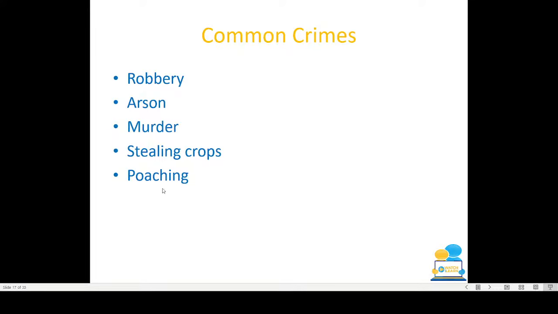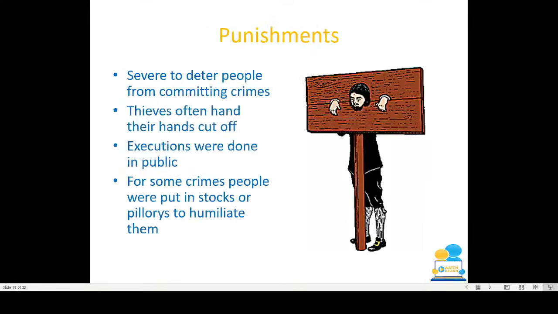So if you hunted on land that wasn't yours, it would be illegal, so you'd be tried for poaching, and the same for stealing crops. So they are two big crimes. These are kind of common crimes that would have taken place in the Middle Ages, and what we'll look at next is the punishments.